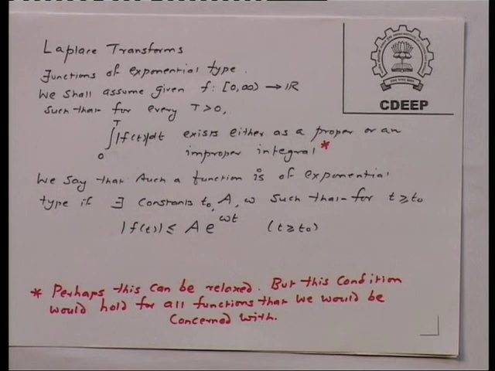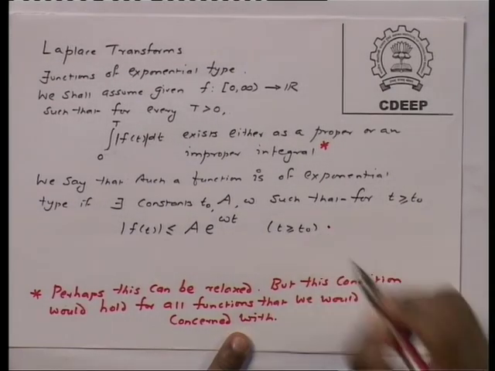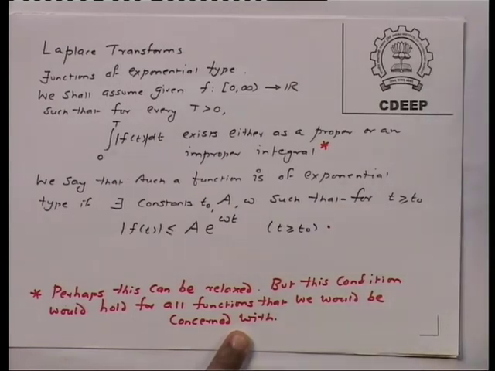correct. So we want some condition like mod f(t) less than or equal to A e to the power omega t. We are going to put some such condition, namely the function should be dominated by an exponential function of the form e to the power omega t. So, e to the power t squared is out, e to the power t squared will not satisfy this condition over here. It will not satisfy the condition mod f(t) less than or equal to A e to the power omega t.